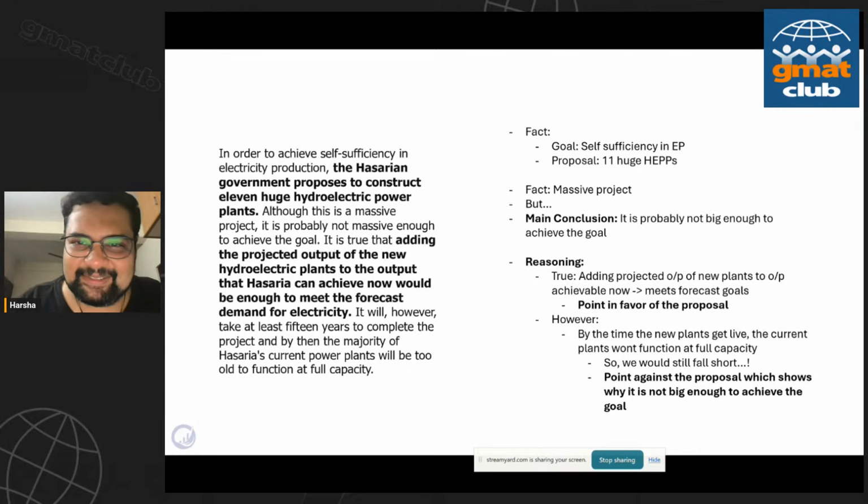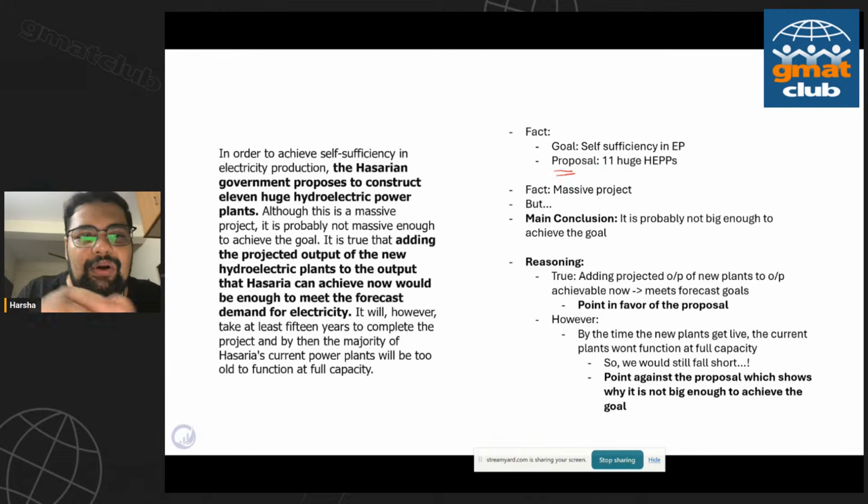And this is the last question of the day, so let's have some energy as we are wrapping up. Firstly, the author introduces some ideas here. There's a goal, and the goal is to achieve self-sufficiency in electricity production. With this goal, there's a proposal: to construct 11 huge hydroelectric power plants. Imagine water being converted to electricity, turbines running and all that.